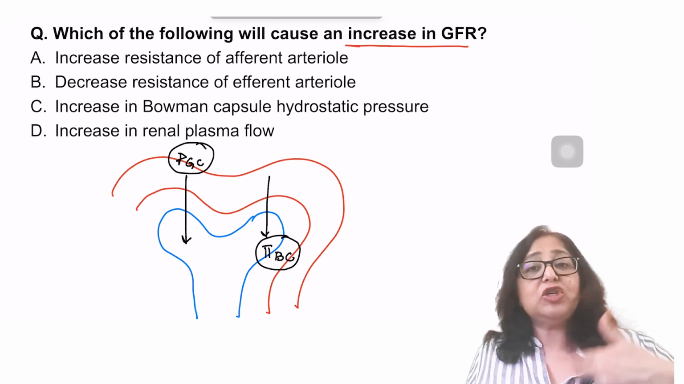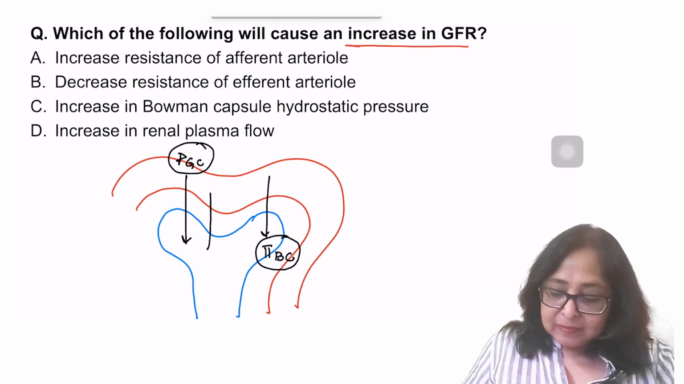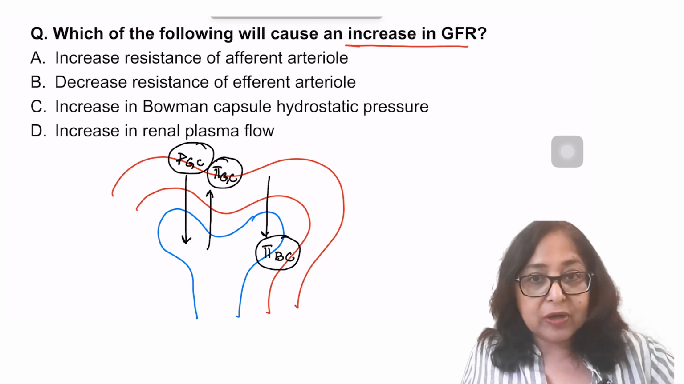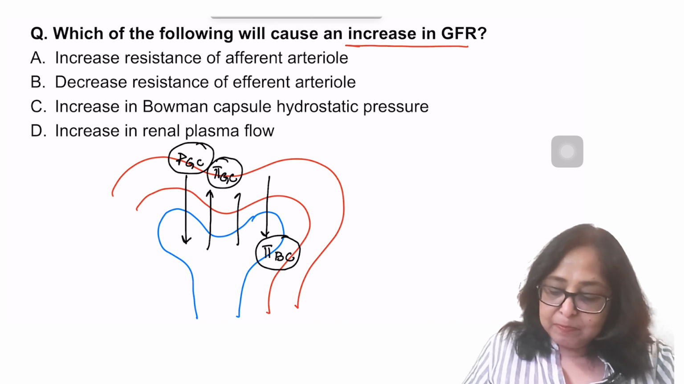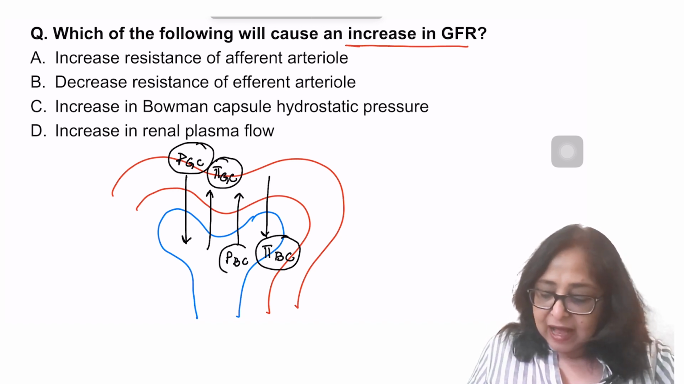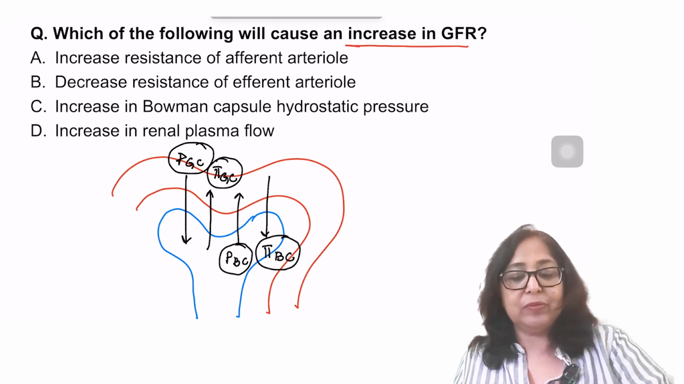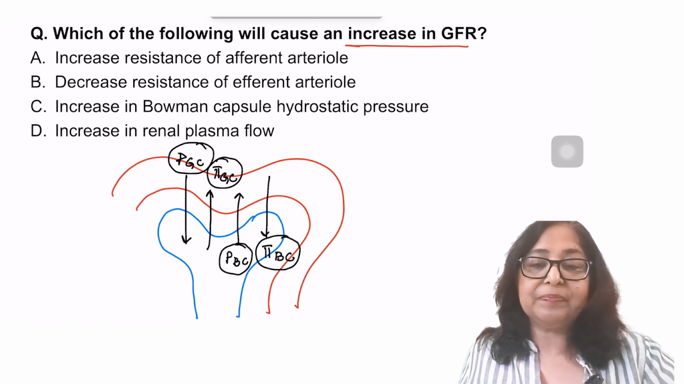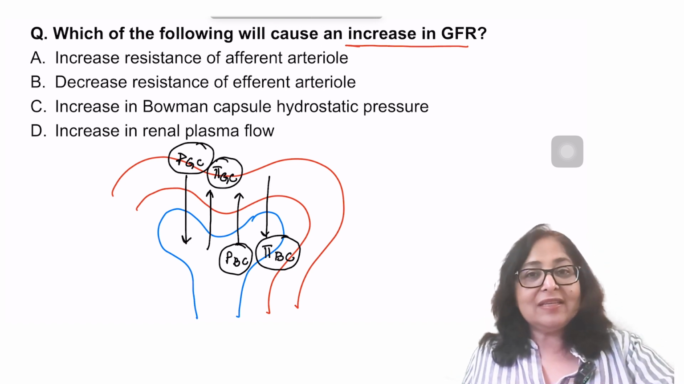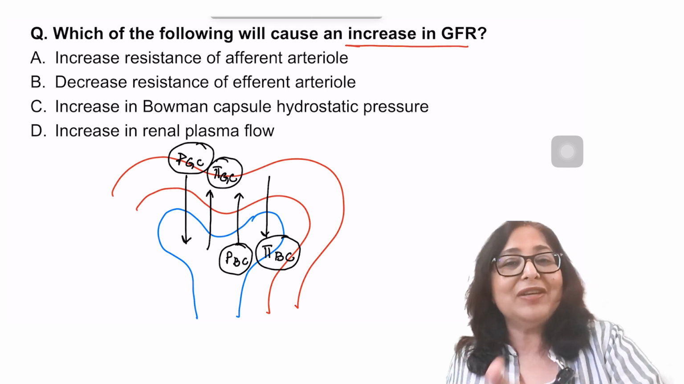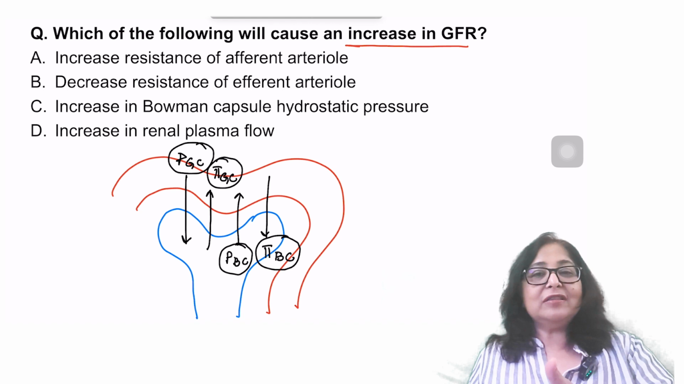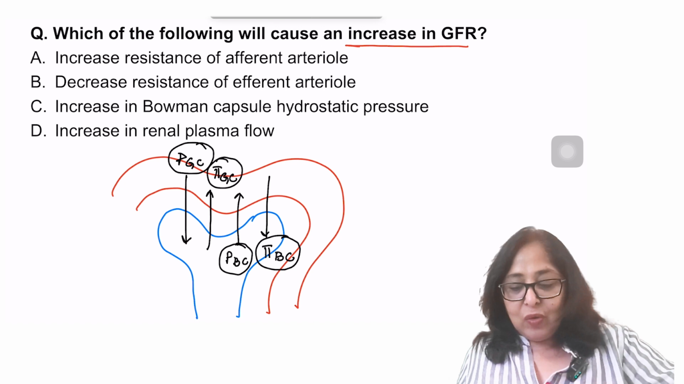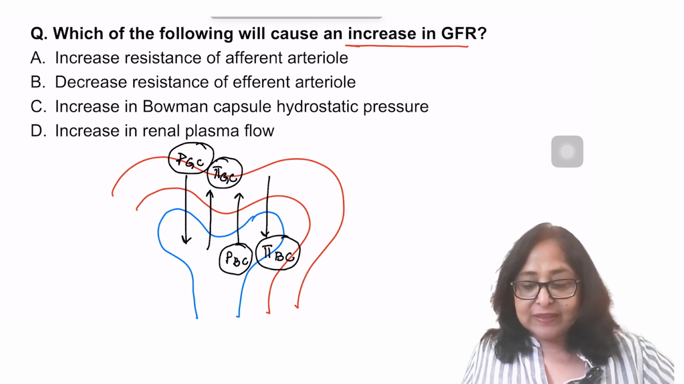Which are the two forces which oppose filtration? PiGC, colloid osmotic pressure of the glomerular capillaries, and PBC, hydrostatic pressure in the Bowman's capsule. So two forces favoring filtration and two forces opposing filtration. Anything which increases the forces favoring filtration will increase the GFR. Anything which increases the forces opposing filtration will decrease the GFR. So let's look at these different options.